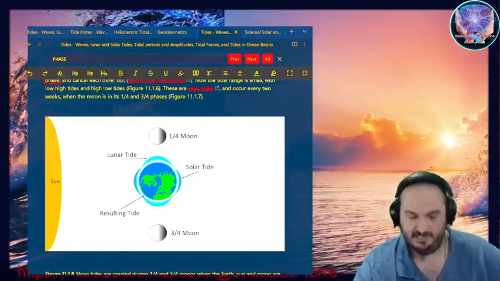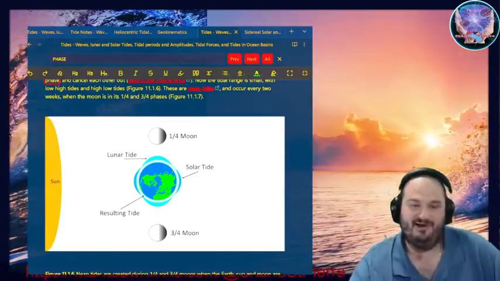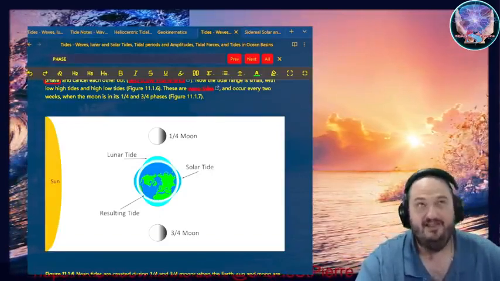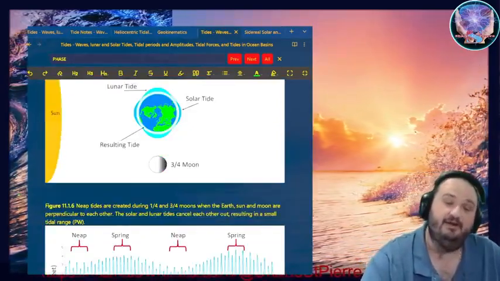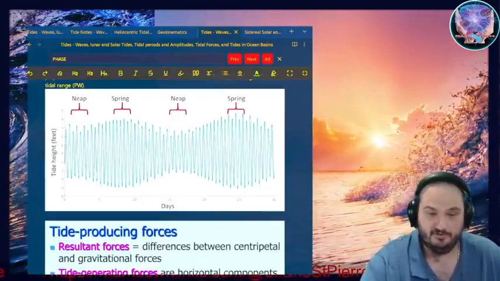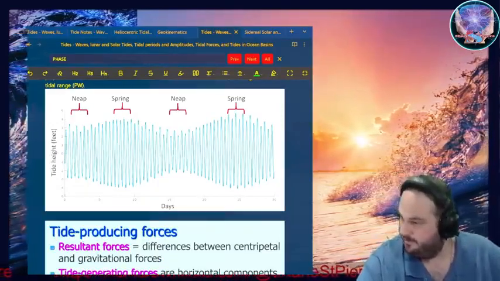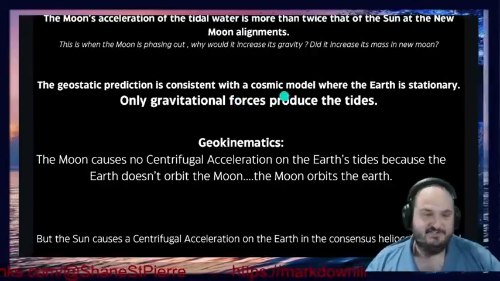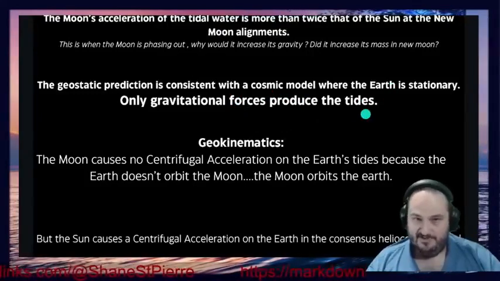They say that when it's not there, it gains mass and has a bigger gravitational influence, and that's why we get the exact effect that we would get. Now, I'm going to say that's a score 1 for geocentric, but let's get back to it. And the geostatic prediction is consistent in our cosmic model where the Earth is stationary.